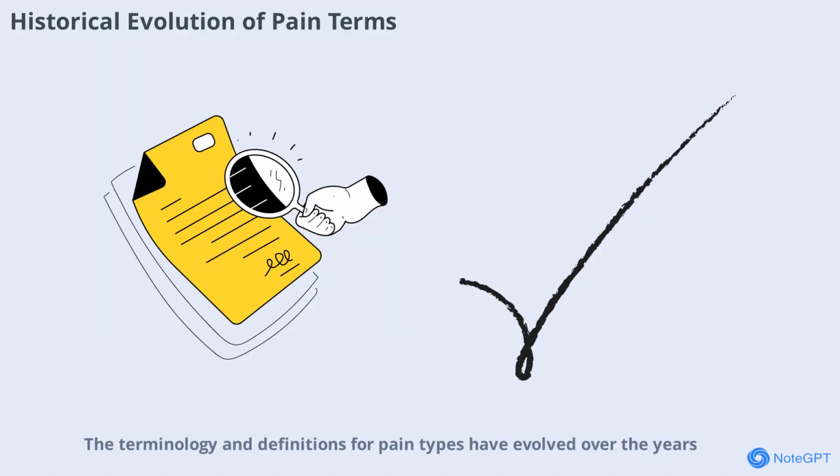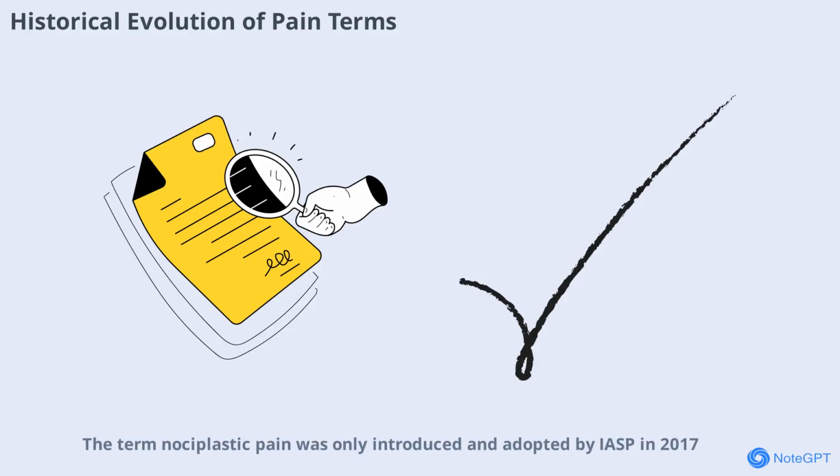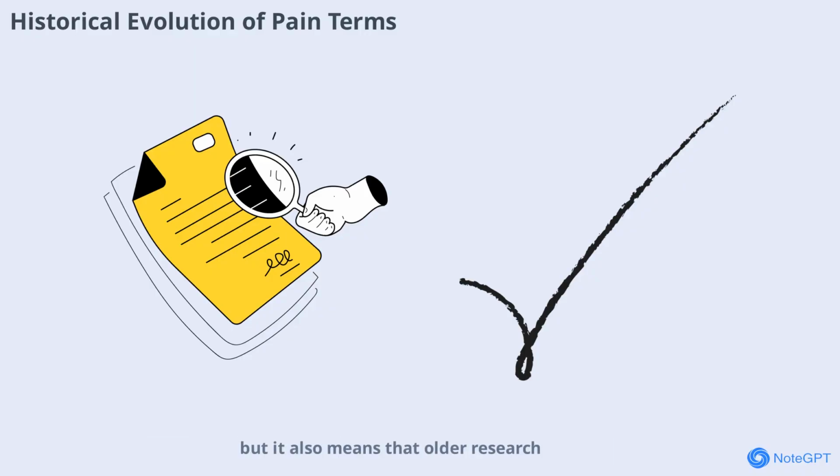Terminology and definitions for pain types have evolved over the years. In 1994, neuropathic pain was defined as pain caused by a primary lesion or dysfunction in the nervous system. Nociceptive pain was formally defined in 2001. The term nociplastic pain was only introduced and adopted by the IASP in 2017. This evolving language reflects our growing understanding of pain, but it also means that older research may use terms differently than current standards. This can create confusion when interpreting studies or comparing treatment outcomes across time.